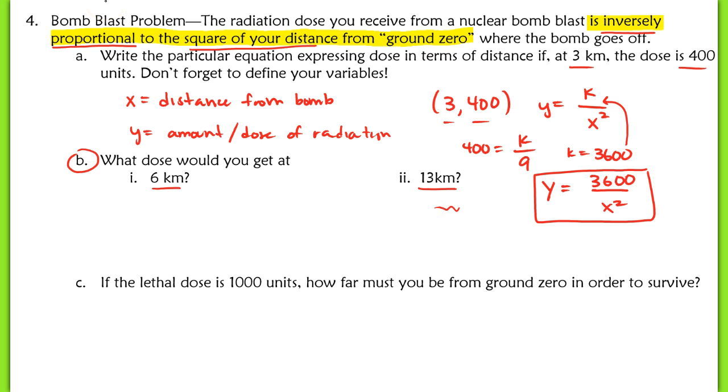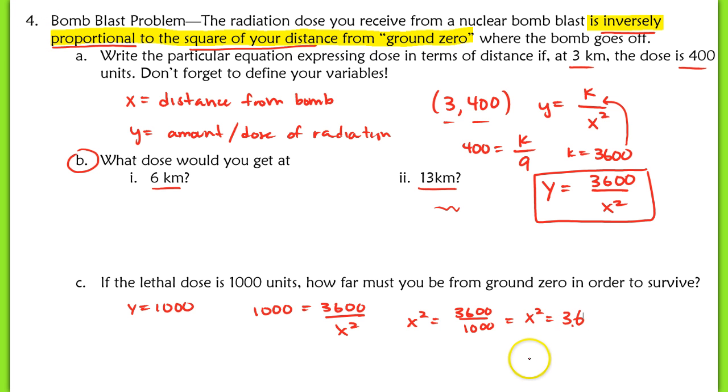Now for part C, it says if the lethal dose is 1,000 units, how far must you be from ground zero in order to survive? So in this case, we are plugging in y equals 1,000 into the function, and we're solving for x. So we have 1,000 equals 3,600 over x squared. If I solve for x squared, I multiply by x squared first, and then I divide out that 1,000. So I have 3,600 over 1,000, so I have x squared equaling 3.6.